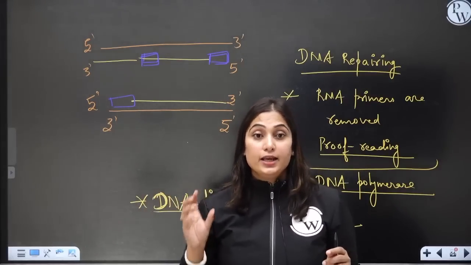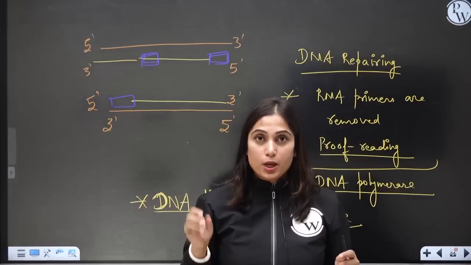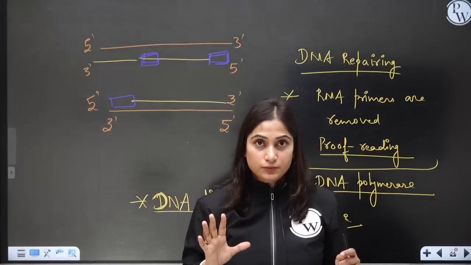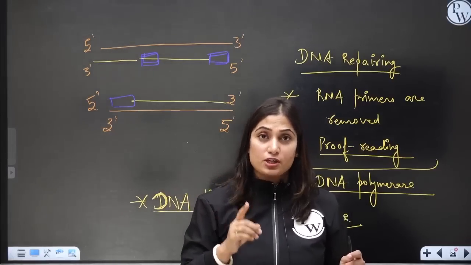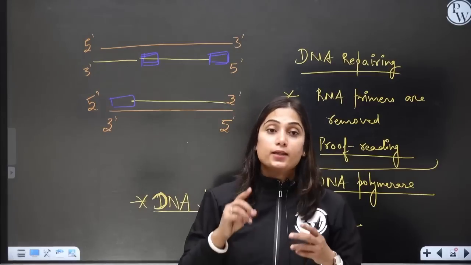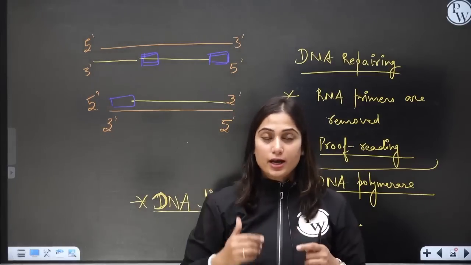After that, DNA polymerase will come in the picture, which will add nucleotides in the 5' to 3' direction. And in this process, the charged nucleotides will act as substrates as well as the source of energy.